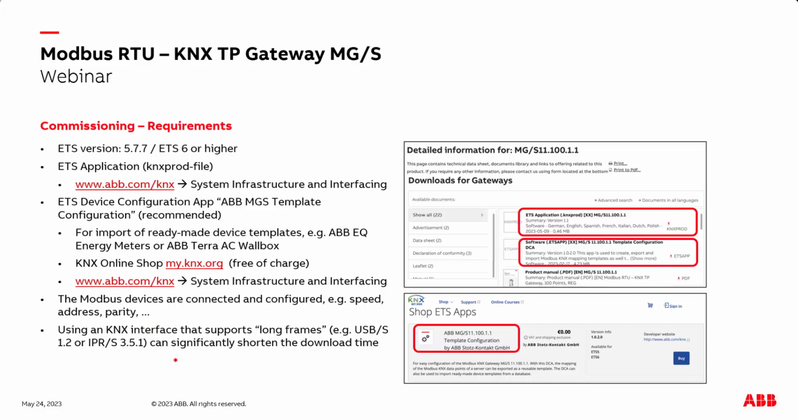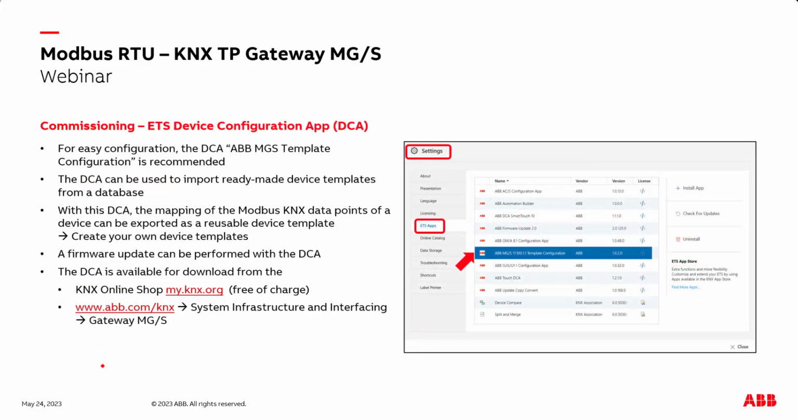When you use a KNX interface which supports so-called long frames, like our USB interface, UBS 1.2, or the IP router or IP interface 351, it can significantly shorten the download time, because this interface uses a KNX long frame mechanism for the download. So then the download is faster. Good, okay, this is done. We have the ETS, we have the KNX profile file imported, we have installed the ETS app, the Modbus devices are ready for operation, we have the USB interface, and then we can start.